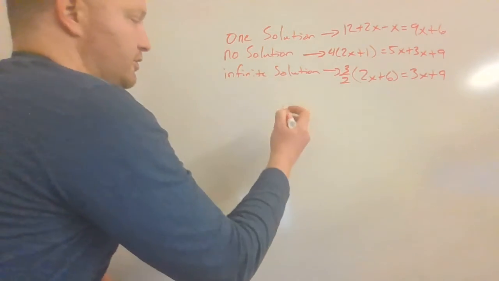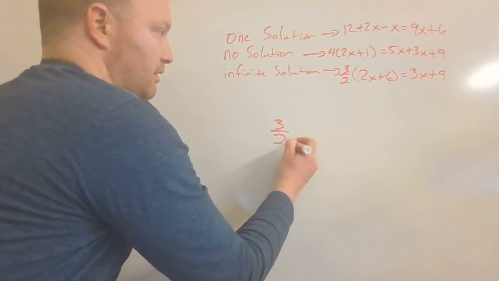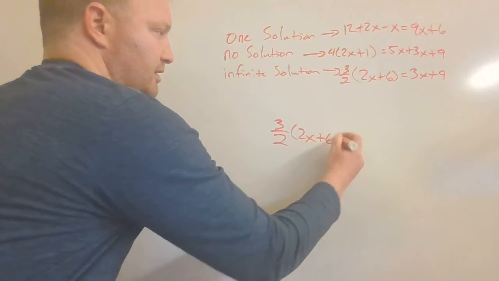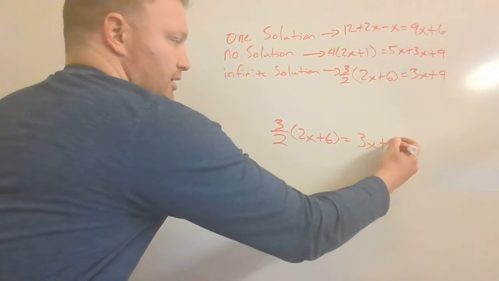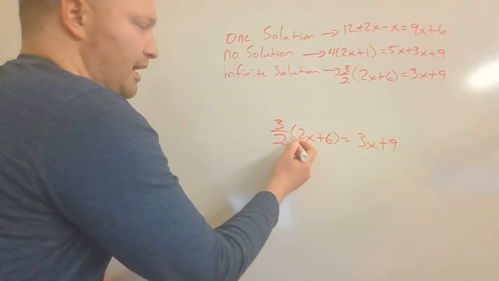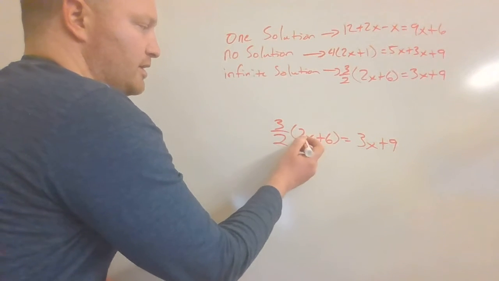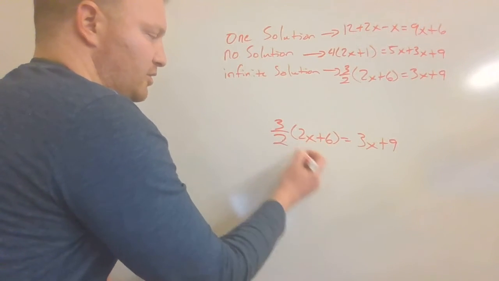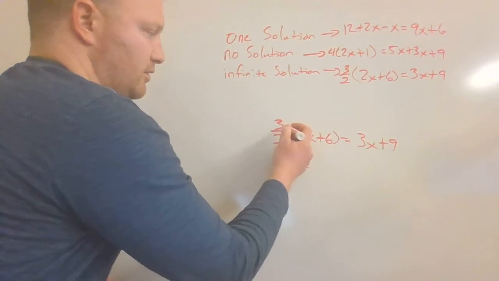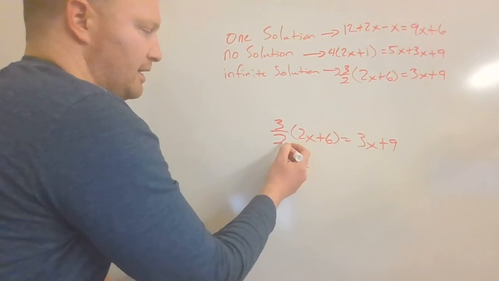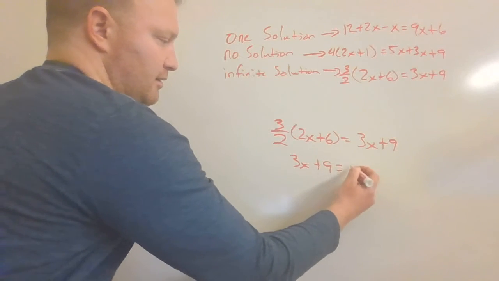Now an infinite solution looks like this. 3/2 times 2x plus 6 equals 3x plus 9. So multiply out, do the distributive property. 3 times 2 is 6, 6 divided by 2 is 3x. 3 times 6 is 18, 18 divided by 2 is 9.